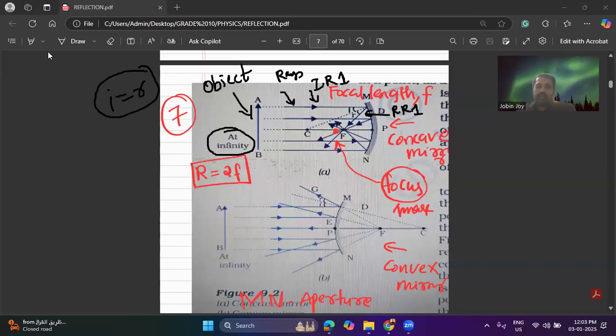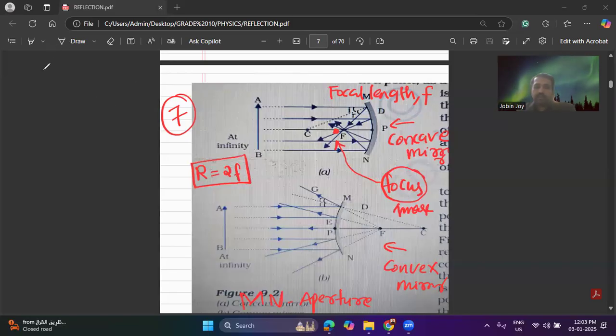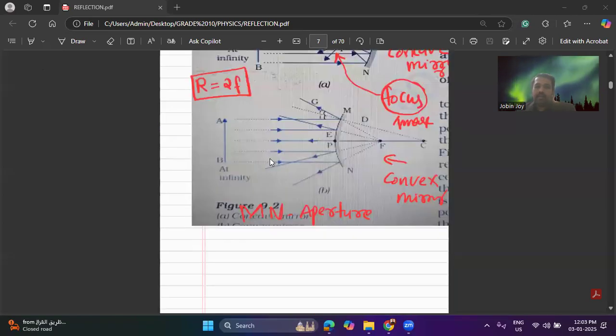Then coming to the convex mirror. The second one is the convex mirror. Again, the object is at infinity.